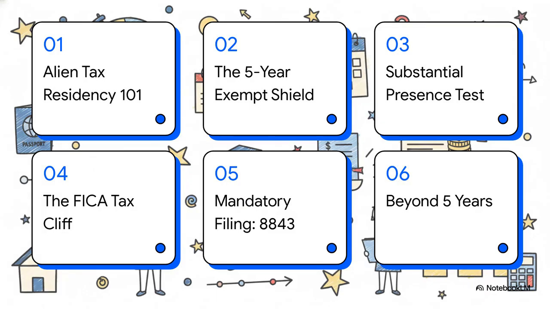So here's our game plan. We'll start with the basics of alien tax residency, then unpack that 5-year exempt shield. After that, we'll hit the substantial presence test, the FICA tax cliff, and the mandatory Form 8843. And finally, we'll touch on what happens after those 5 years.